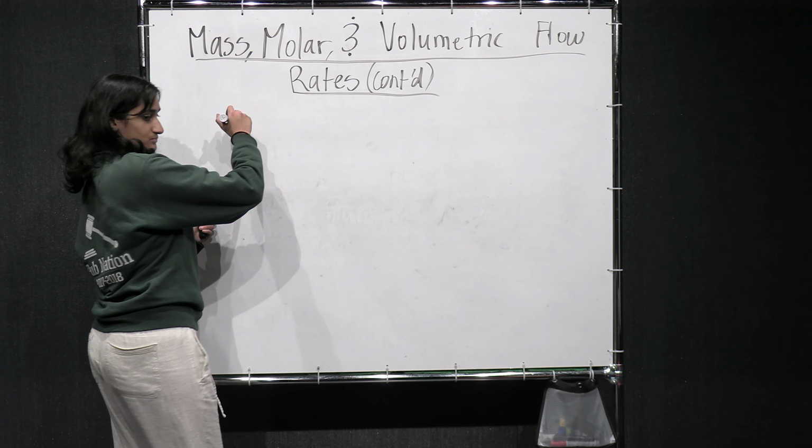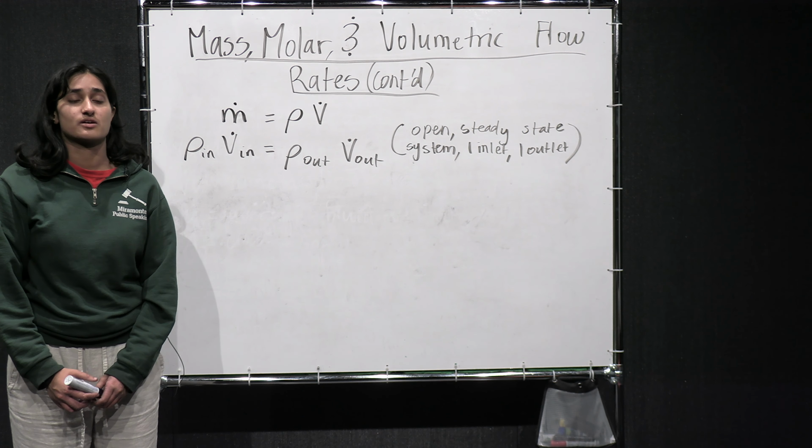Both the fluid density and the volumetric flow rate can change, but their product must be constant. Don't forget, volume is not a conserved quantity. Just because the mass or molar flow rate is constant, it does not follow that the volumetric flow rate is constant.